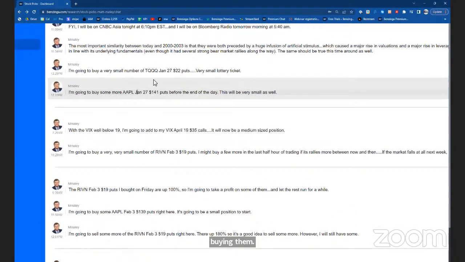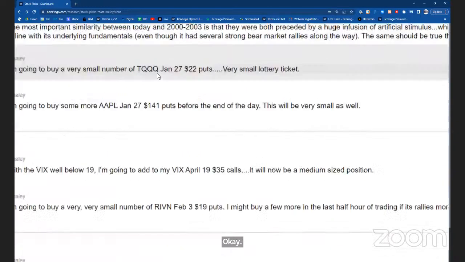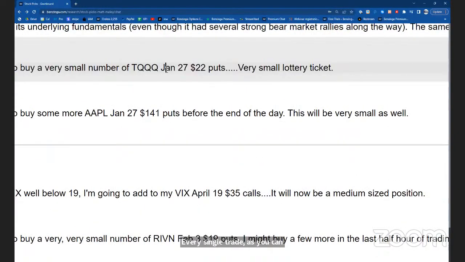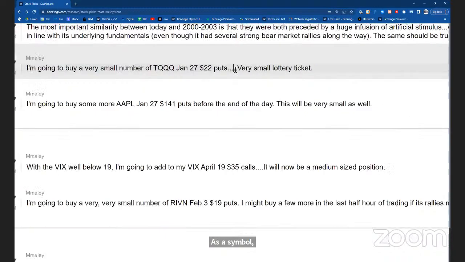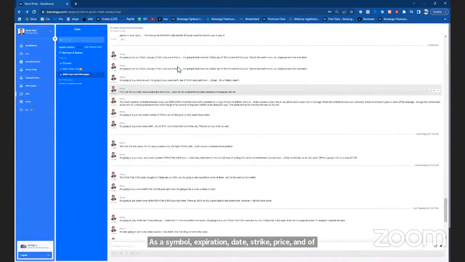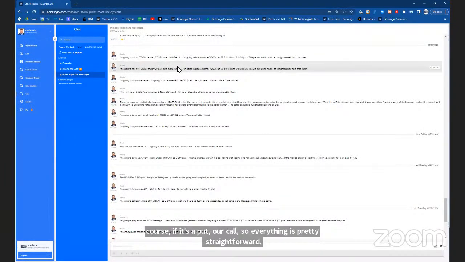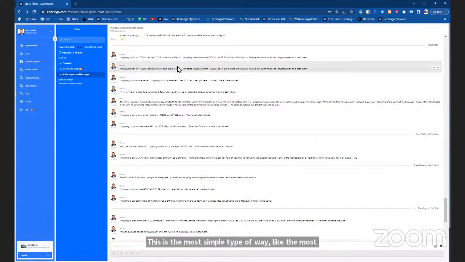Every single trade, as you can see, has a symbol, expiration date, strike price, and of course, if it's a put or a call. So everything is pretty straightforward. This is the simplest way that you can trade options. Buying a call, buying a put, it's nothing more than that.